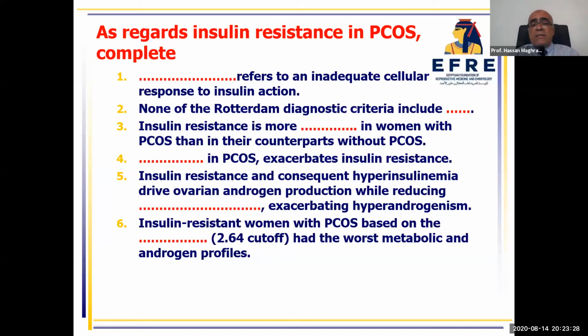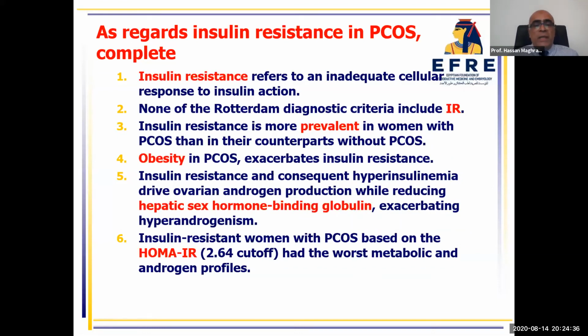Now, as regards insulin resistance, can you please complete these statements? Number one, what refers to an inadequate cellular response to insulin? None of the Rotterdam diagnostic criteria include insulin resistance, which is more prevalent in women with PCOS than in their counterparts without PCOS. In PCOS, what exacerbates insulin resistance? Insulin resistance and consequent hyperinsulinemia drive ovarian androgen production while reducing what, to exacerbate hyperandrogenism? Insulin-resistant women with PCOS based on which test with this cutoff have the worst metabolic and androgen profiles? I know that you like this type of questions, and you are doing an excellent work in the interest group of PCOS.